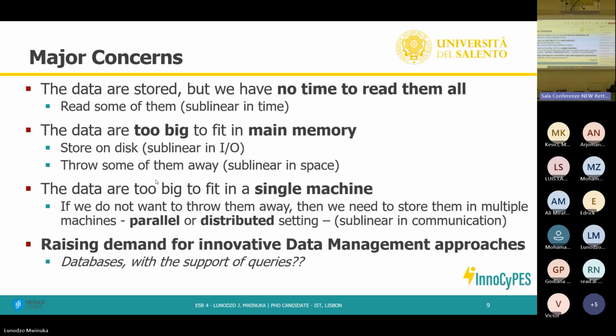Another concern is that data is also too big to fit in a single machine. There are several options that have been deployed. Some people choose to store them in a parallel computing or distributed environment. Now, this also comes at the cost of communication, because when you have a parallel or distributed system, you always have to consider how you communicate among the parallel running systems or the distributed systems architecture. Now, these concerns raise a huge demand for innovative data management approaches.